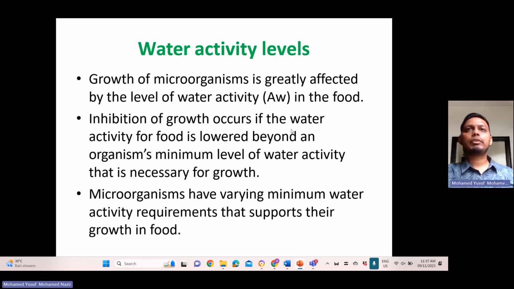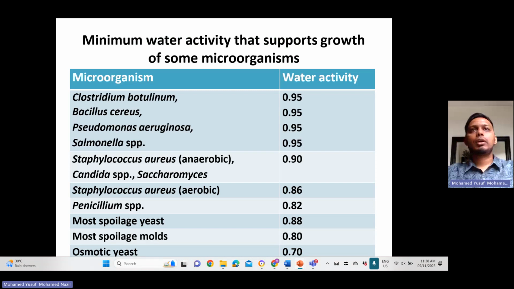Okay, so obviously this is what we have discussed earlier. The growth of the microbe can be affected greatly by the water activity. So you can inhibit the growth of the microbe if we lower the water activity level, and we can also maximize the growth of the microorganism if we make the food have a higher water activity level. So that's why moist food will have a higher water activity level, and it can be easily spoiled or contaminated by the microbes.